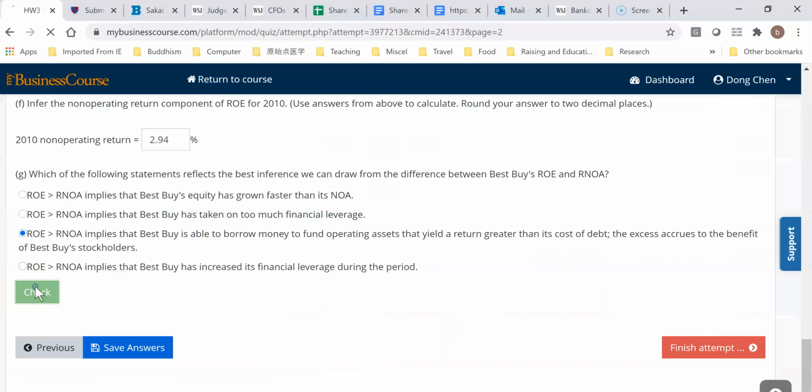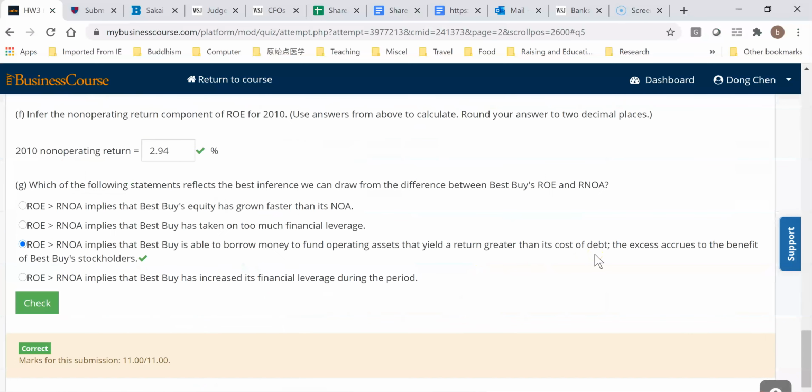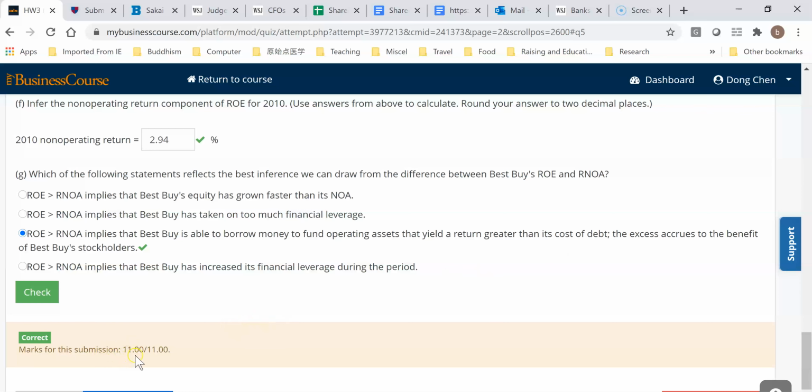And let's check our answer here. Looks like we have got 11 points out of 11. So that means we have got everything correct.